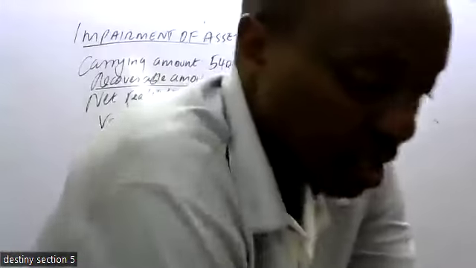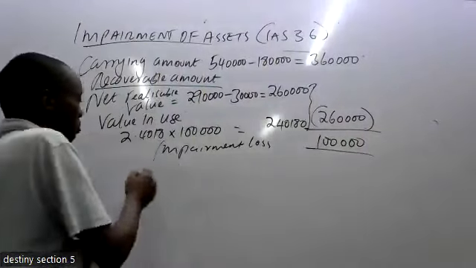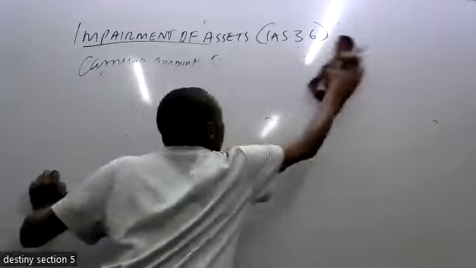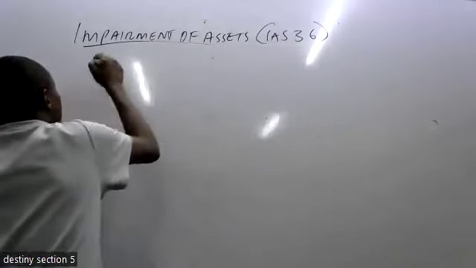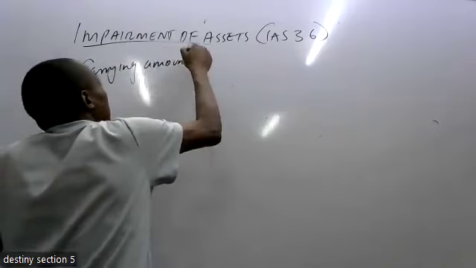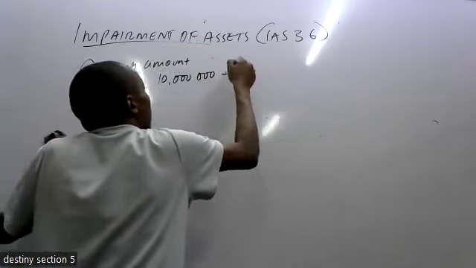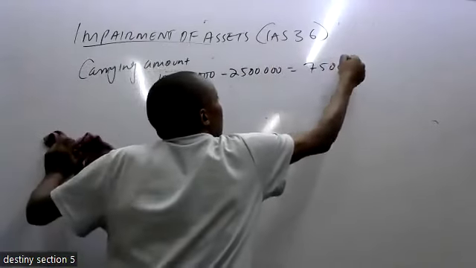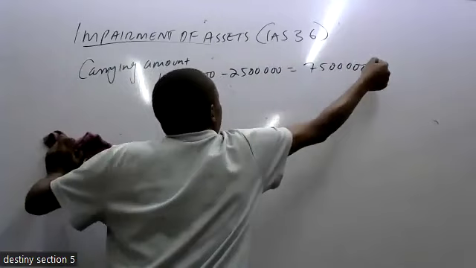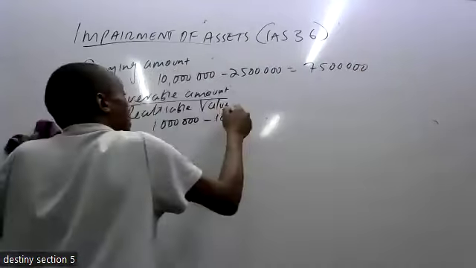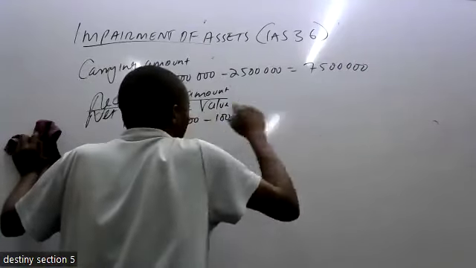Have you got that? Carrying amount, for those who have gone through the solution, comes to what minus what? 10 million minus 2.5 million. When you go through the process, carrying amount comes to 10 million minus 2.5, which is 7.5, right? Minus 100,000. I see that as 900,000, right?